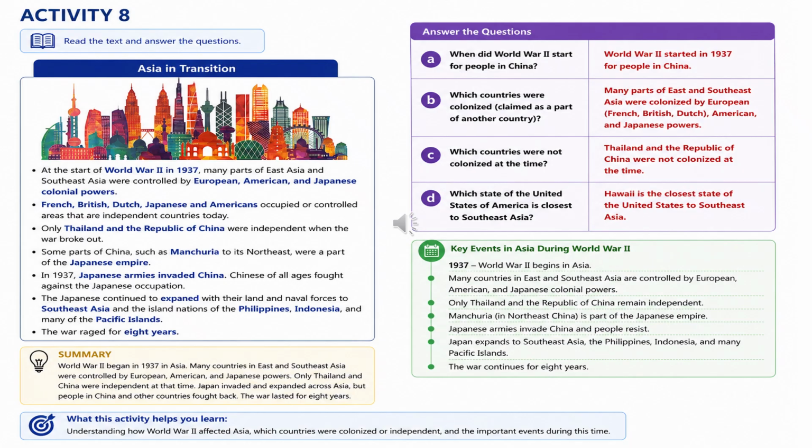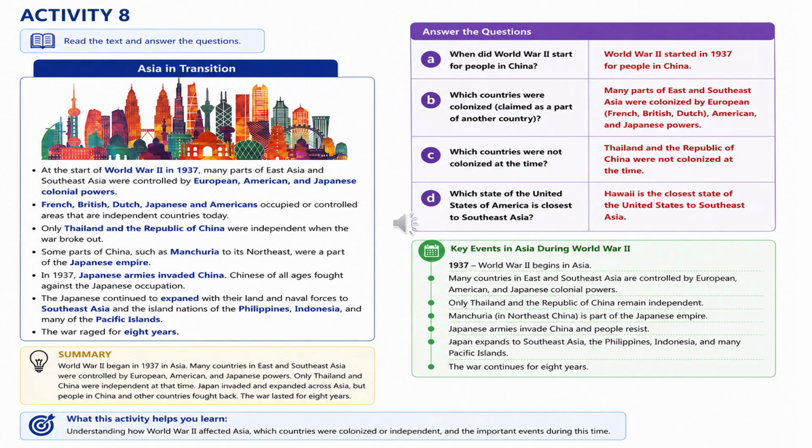So the lesson also tells us that Japan invaded part of China, including the regions of Manchuria in the northeast. This led to a long period of conflict of around 8 years, and many people of China were affected by the war. As the war continued, Japan expanded into other parts of Asia, including the Philippines, Indonesia, and several Pacific islands. The fighting in Asia lasted for about 8 years before the war finally ended. So this was the summary of the passage.